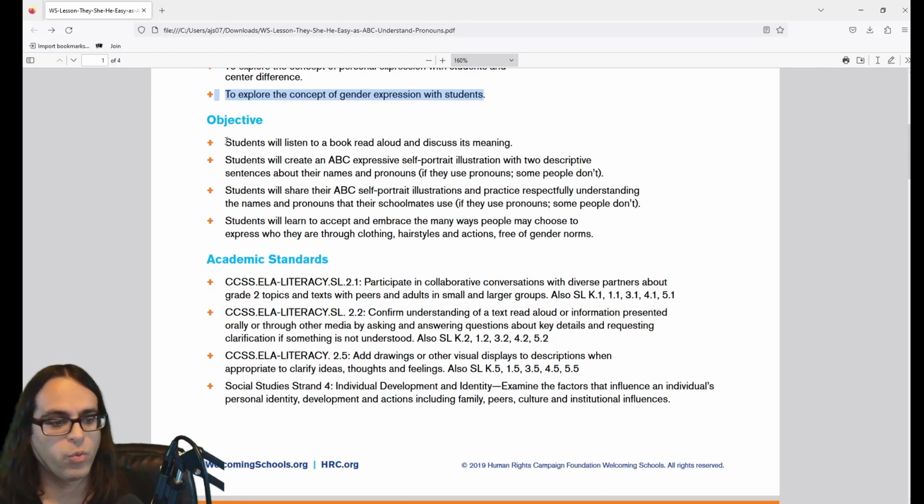So I'm just going to go over one of them. Students will read a book out loud and discuss its meaning. And then students will create an ABC expressive self-portrait illustration with two descriptive sentences about their names and pronouns. And remember, if they use them, not everyone uses a pronoun.